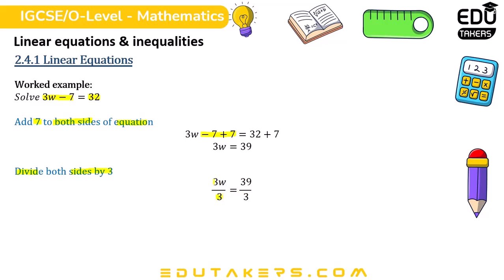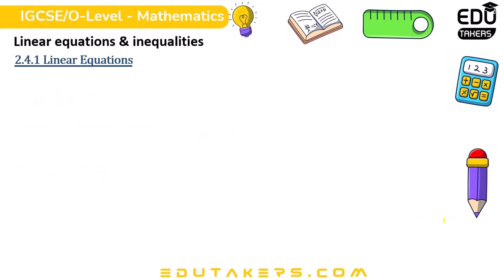Now this 3 will be cancelled with this one. So w is equal to 13, since 13 times 3 is 39. So w is equal to 13. The solution is w is equal to 13.